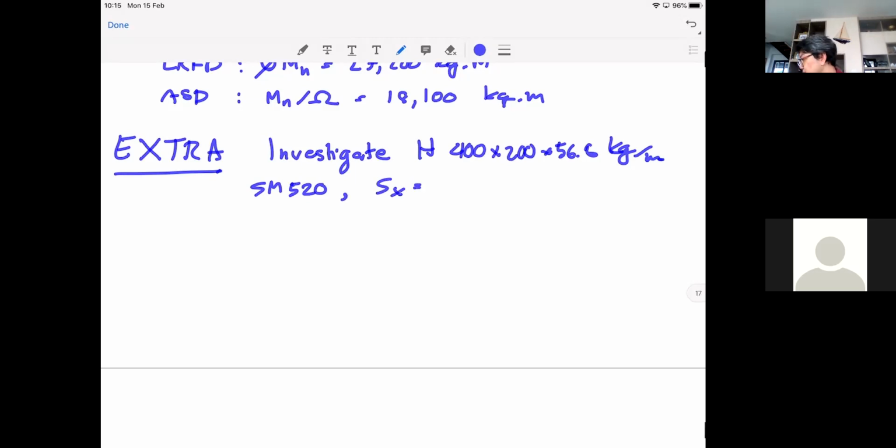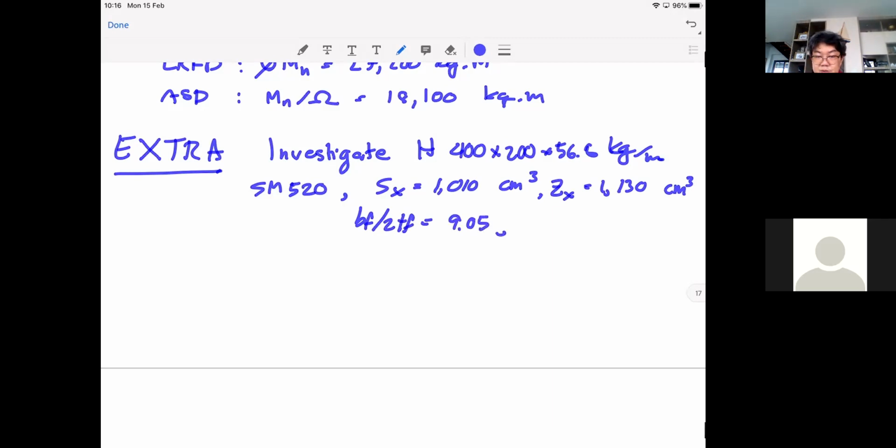SX is 1010 centimeter cube. ZX is 1130. The unit is the same. The ratio of the flange BF over 2TF is equal to 9.05 for this. See, the ratio doesn't have unit, okay? And the H over TW is 48.9.